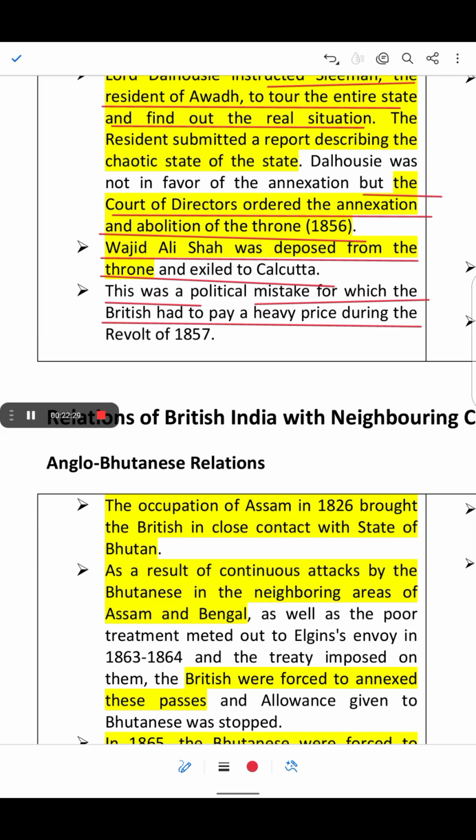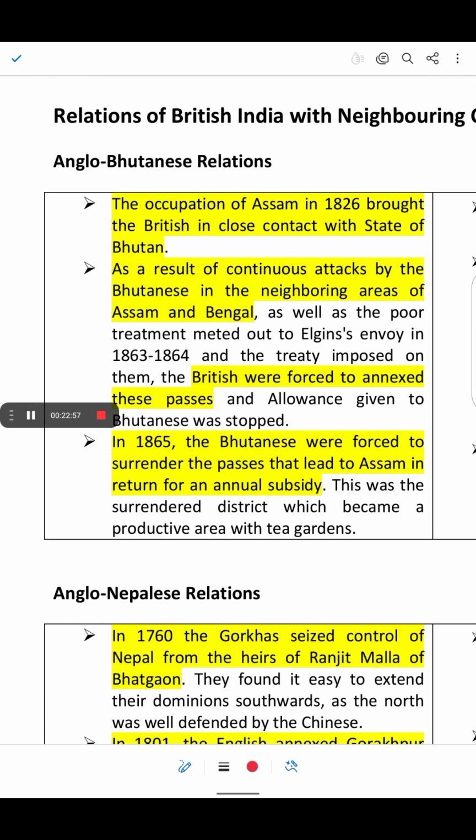So the moral of this Awadh story is that the British thought they were being very smart, but their action made the people of India angry, and the annexation of Awadh was a big reason why Indians fought back in the revolt of 1857.